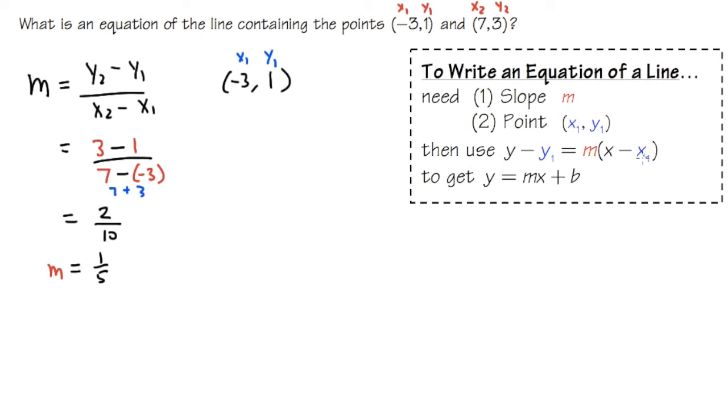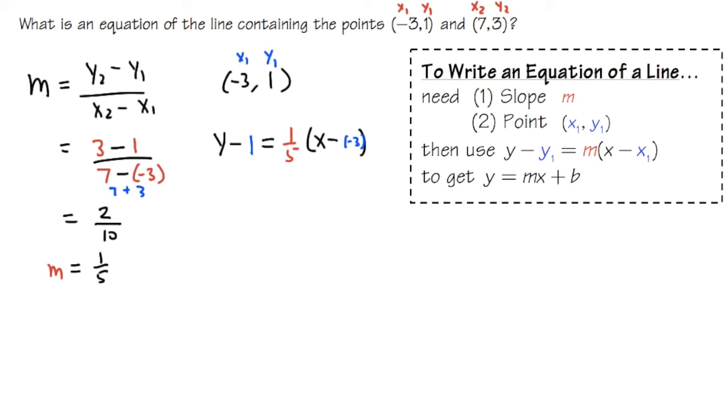Now we are going to plug into this equation right here. So we are going to plug in y minus y1. y1 is this one. And that's equal to the m value, which is the slope, 1 over 5, times the parentheses. And then we have x minus x1, which is -3. So we have minus -3 like that. So what we need to do next is isolate the y from this equation so that we can get into the y is equal to mx plus b form, the slope-intercept form.